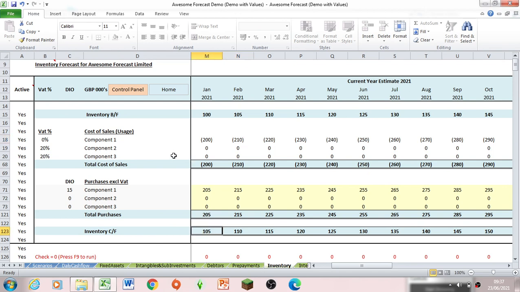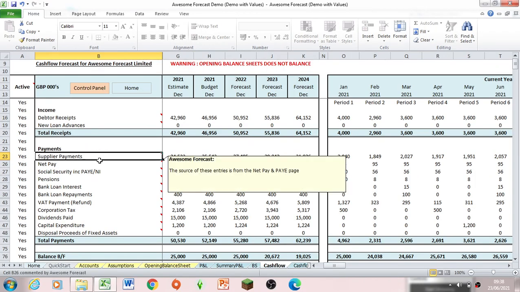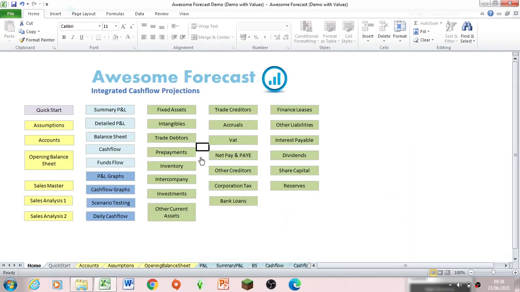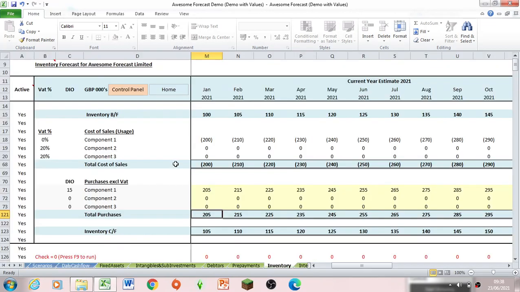Now just to show you how the cash flow side of this works, if we note here that January and February purchases are 205 and 215, if we go to the cash flow page, we know that inventory is part of supplier payments, and they are shown on the trade creditors page. So here you can see on the trade creditors page that Awesome Forecast has worked out your cash flow payments for February and March are 205 and 215, which matches what we have on the inventory page.